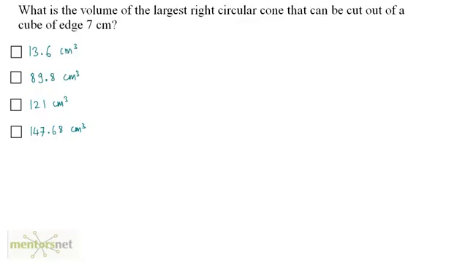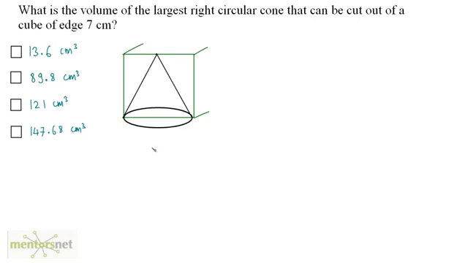What is the volume of the largest right circular cone that can be cut out of a cube of edge 7 centimeters? Okay, let us consider that this is your cube. Now you want to cut out a cone from that. So this is your cone that is cut out from that.